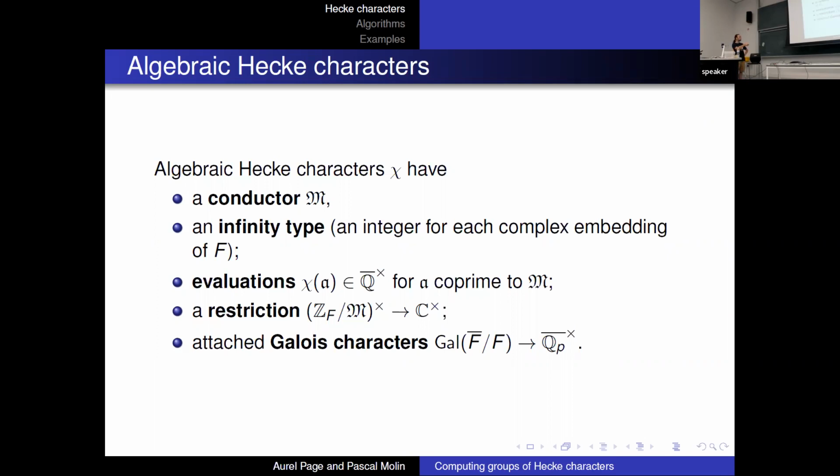They still have a restriction to these kind of groups as before. And now they still have a relation to Galois theory, but in a slightly more complicated way than the finite order ones. They don't correspond to characters of the Galois group with complex values. They correspond, I mean, they have for all p's, in fact, attached Galois characters with p-adic values.